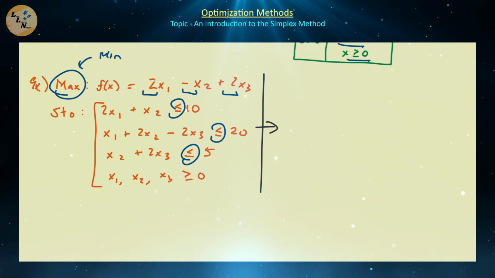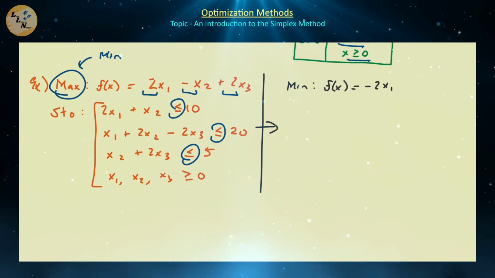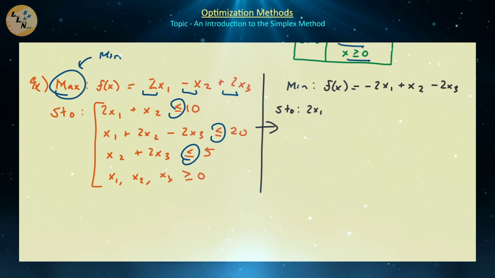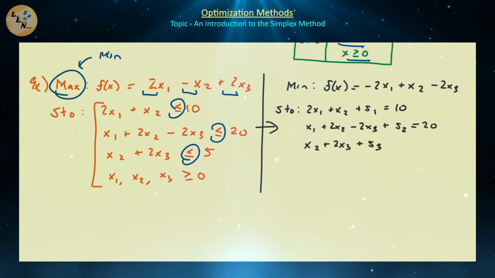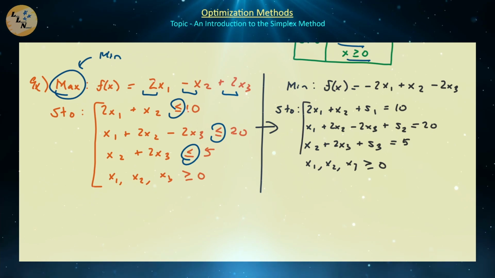Once we do so, our standard form is the minimization of the functional f of x, which is a different f, but I'm just going to call it f for now, equal to minus 2x1 plus x2 minus 2x3, subject to the following constraints. 2x1 plus x2 plus s1 is equal to 10, so s1 is our first slack variable. Then we have x1 plus 2x2 minus 2x3 plus s2, our second slack variable, equal to 20. And lastly, we have x2 plus 2x3 plus s3 is equal to 5. And then we have x1, x2, and x3 greater than or equal to 0. And that is our linear program in standard form.